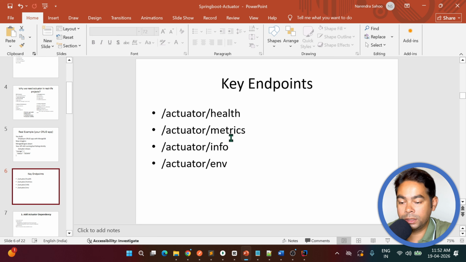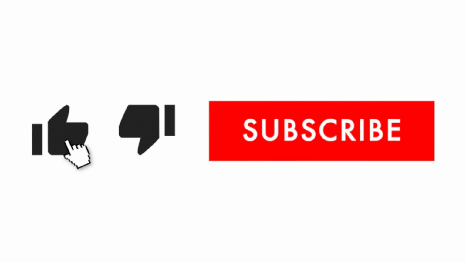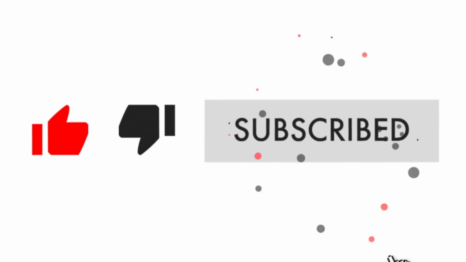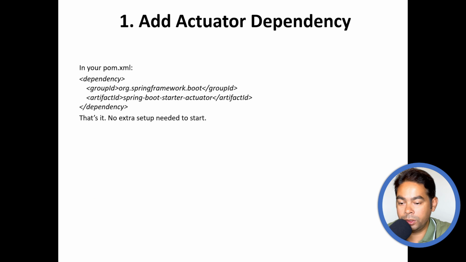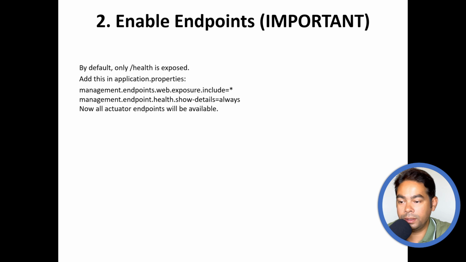Okay, so health, metrics, info, environment, these are the important endpoints I wanted to tell you. So you can check like this. To implement it, as I told you, you need to add this dependency. And if you want all the endpoints, you need to add a couple of properties.